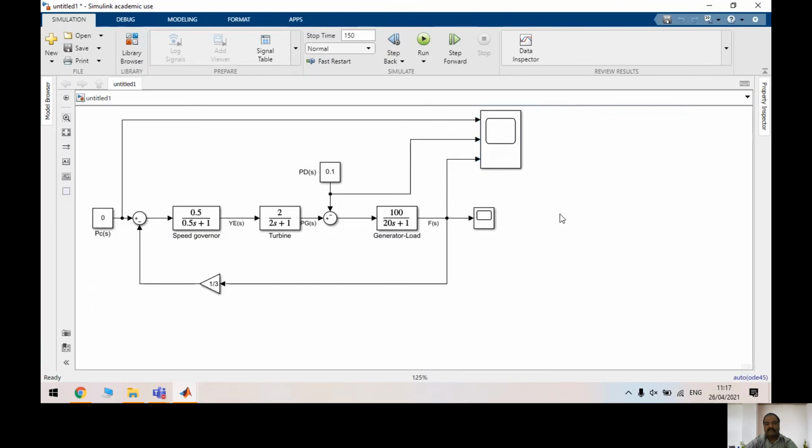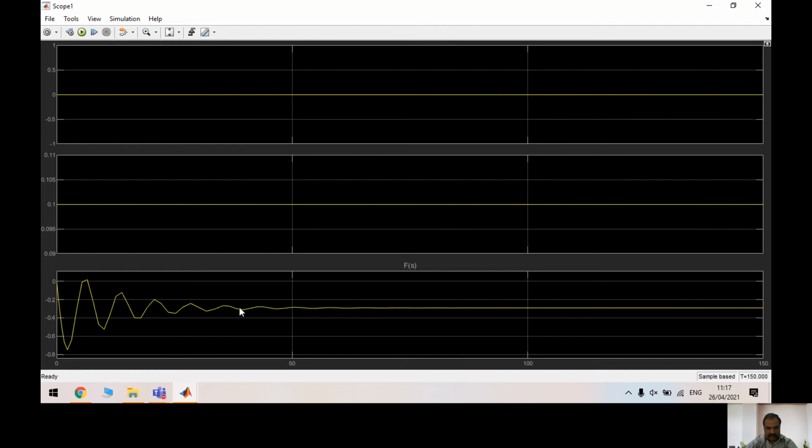Everybody wants to maintain the frequency constant. So I will show you. Now, there is a change of 30%, which is caused by a 10% change in demand. What should I do? In steady state there must be no change in frequency, which means it must lie at 0. But here there is a huge drop, right? So what should I do?